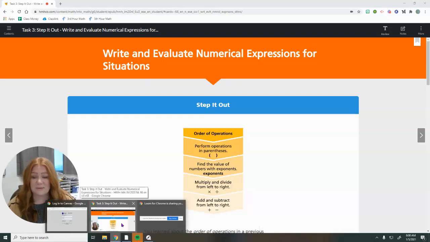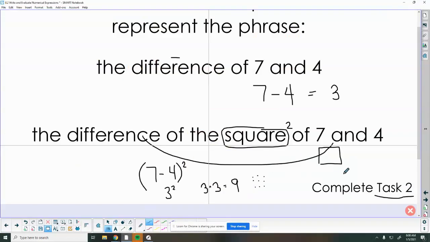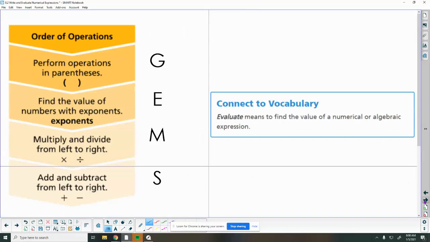So task 3 is going to talk about those order of operations steps here. I like to call it GEMS to help me remember. I do my groups first, which is my parentheses or brackets. I do my exponents next, and remember from yesterday that exponents do not mean, if I have 3 squared, that does not mean 3 times 2. That means 3 times 3, 2 times.